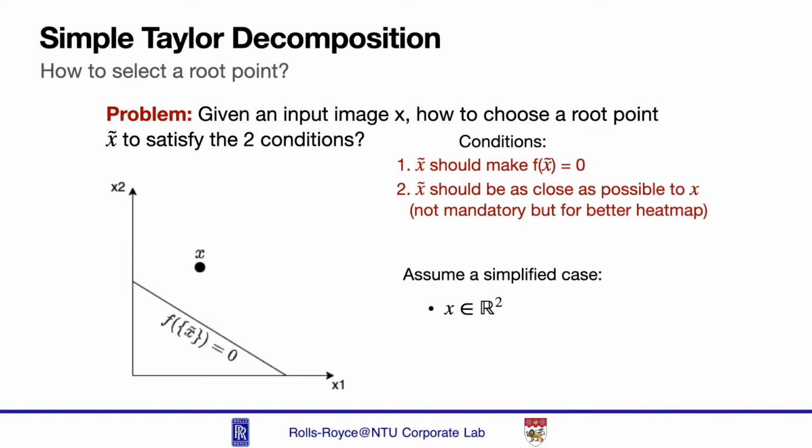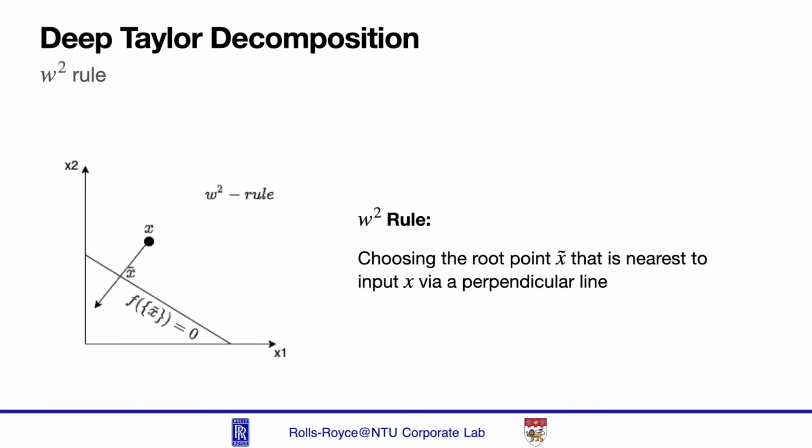And now we just need to find a direction from x to this line, and their intercept would be our root point. So actually any point on this line can be our root point, but the reason we go from x is because we want to search for the closest point. And of course, the best way we can think of is to find a perpendicular line. So here comes the W square rule, and this rule chooses the root point x tilde that is nearest to the input x using a perpendicular line.